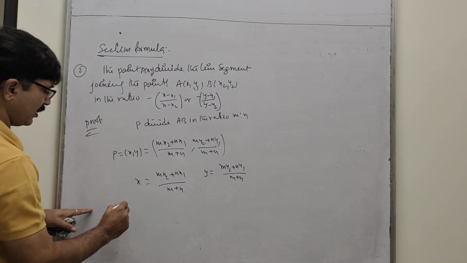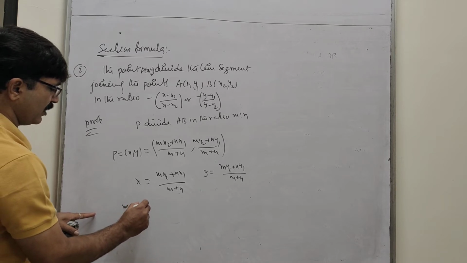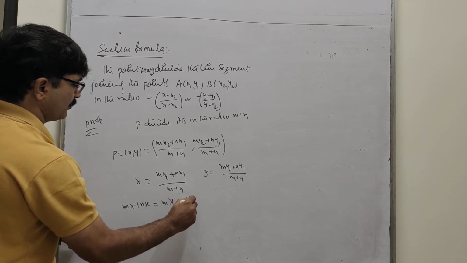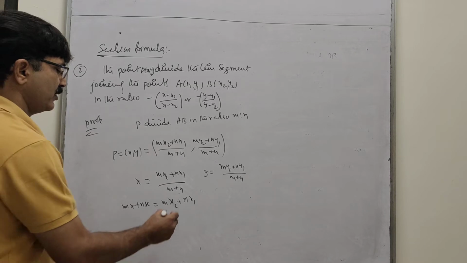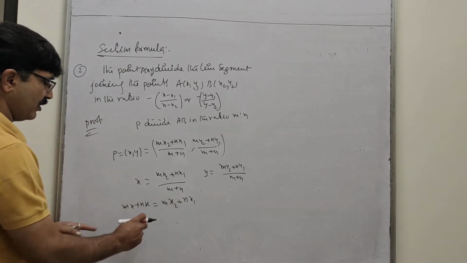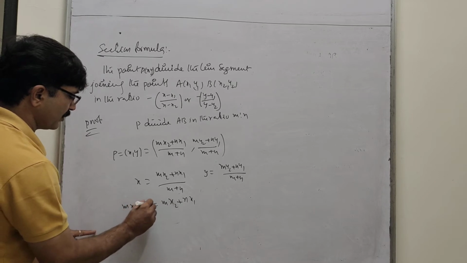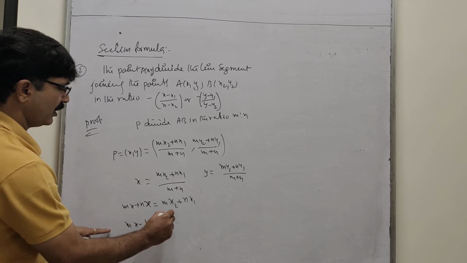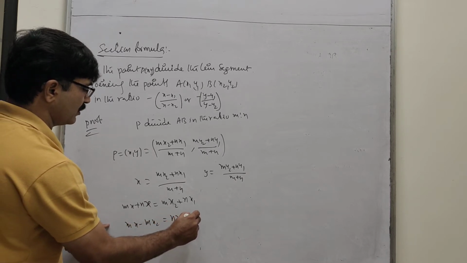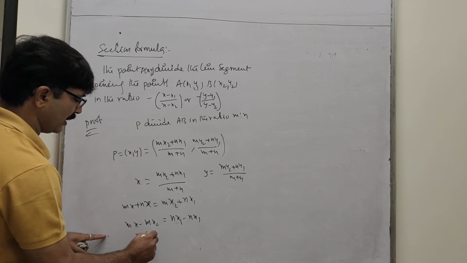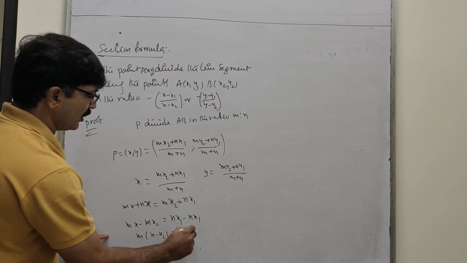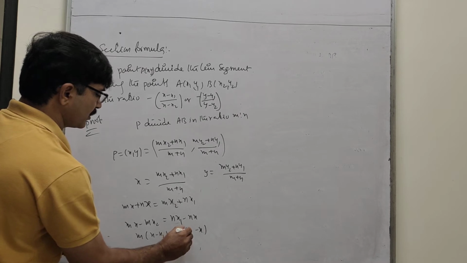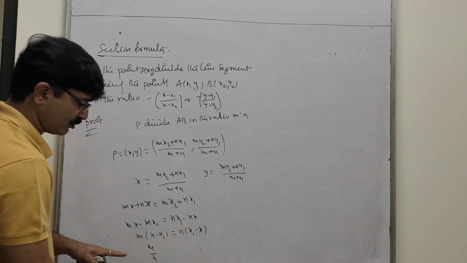Now if you do cross multiplication, n x plus m x is equal to m x2 plus n x1. Sometimes I write x a little differently, so please be careful here. Now m I would like to write on one side, m x2, and n on the other side, minus n x1. Now if I take m common, x minus x2, and n common, x1 minus x.